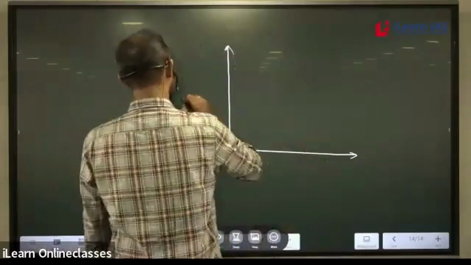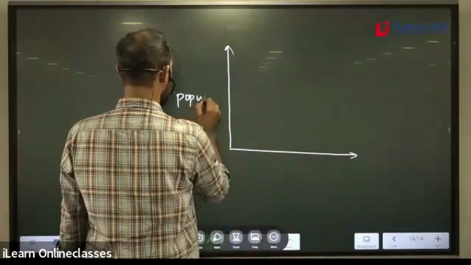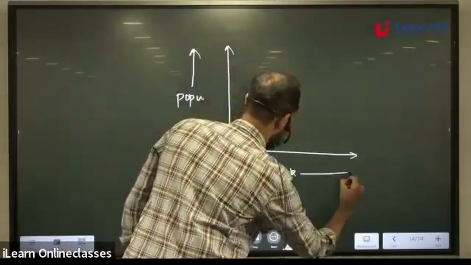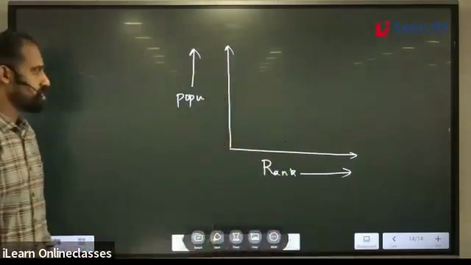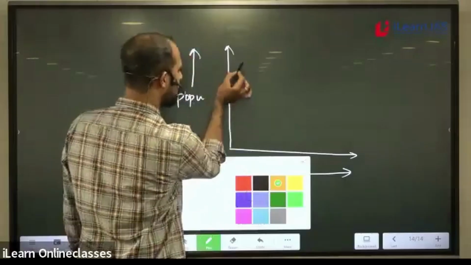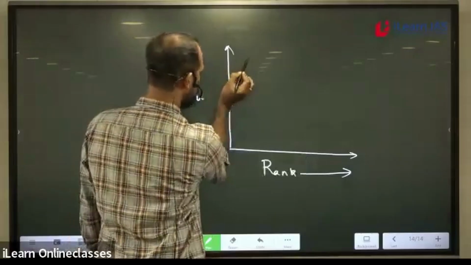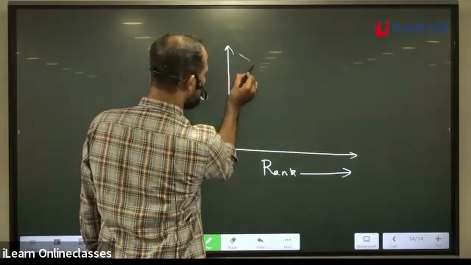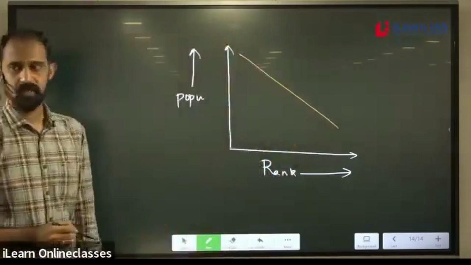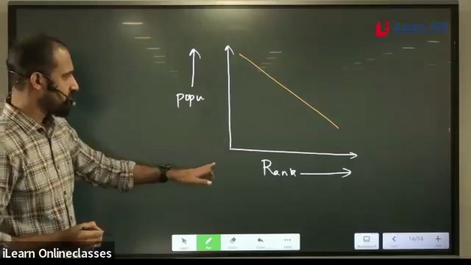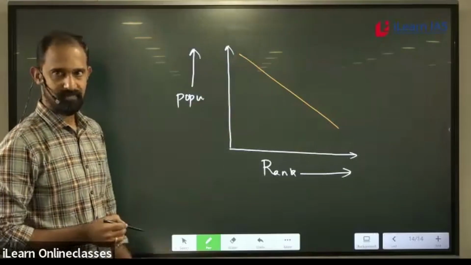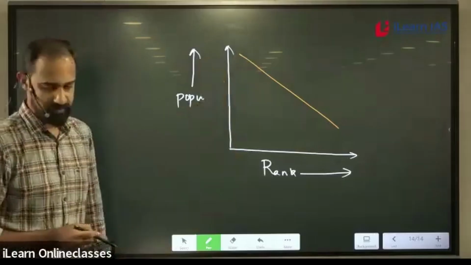So this is population. Rank. Okay. The rank size rule will be something like this. A straight line. Okay. Smaller the rank, or okay, so higher will be the population.